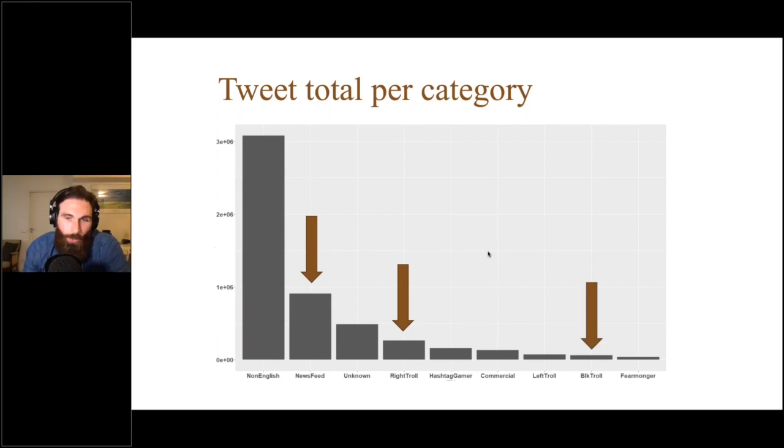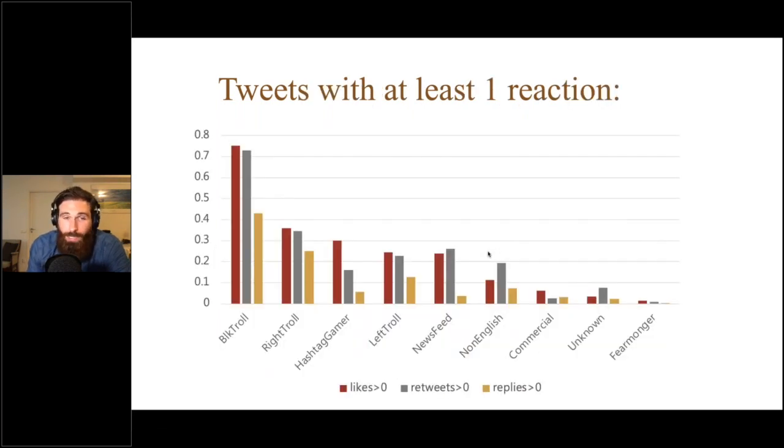The Black troll category was not so numerous in terms of IRA activity, but if we look at tweets that got at least one reaction, we see that of tweets coming from Black trolls, 70% of them got likes and over 70% of them got retweets. And then we see right-wing trolls, left-wing trolls, and then down in the middle is where the news feed is. So it seems that Black, right, and left-wing identities are more likely to get engagement than newsfeed accounts.